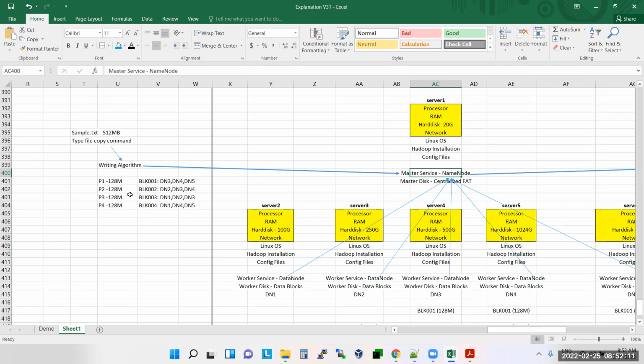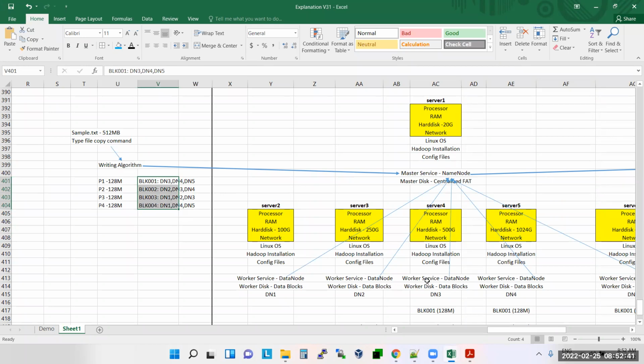Based on that information, it will decide that block 1 should go to these 3 data nodes, block 2 should go to these 3 data nodes, block 3 to these 3 data nodes, and block 4 to these 3 data nodes. The name node decides, and the writing algorithm will just follow it. Clear? Yes, sir.